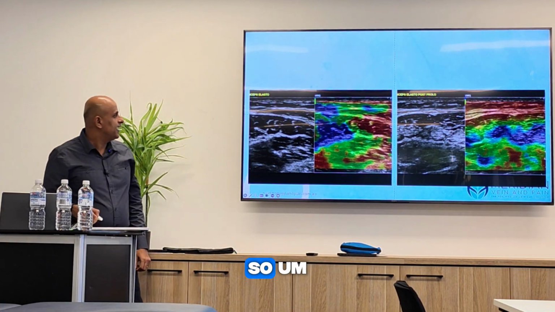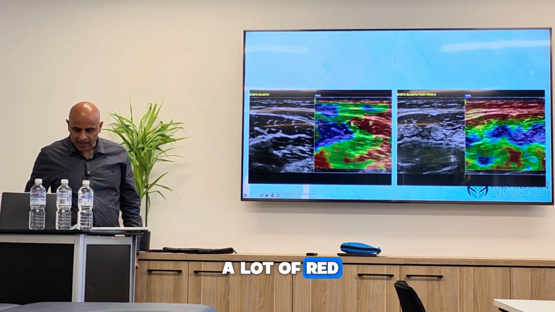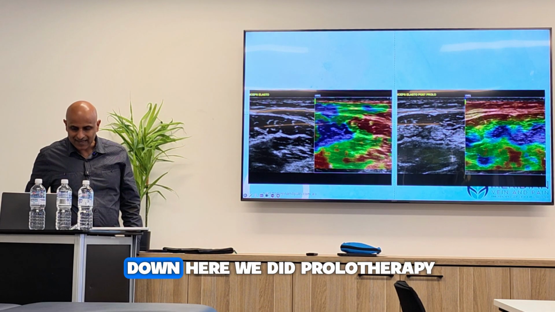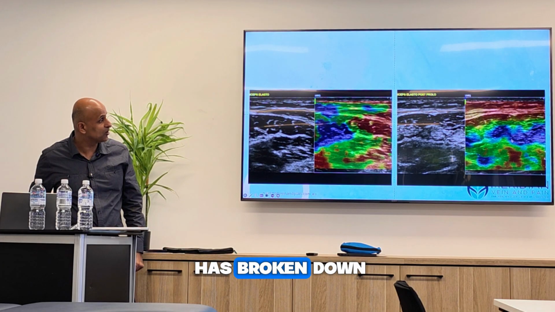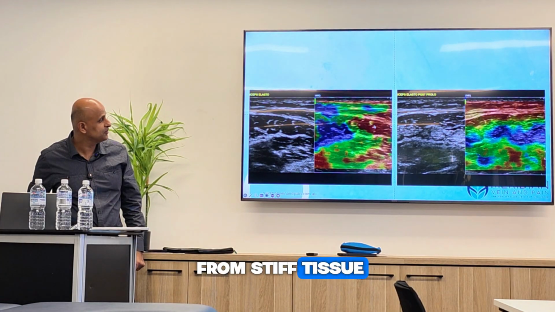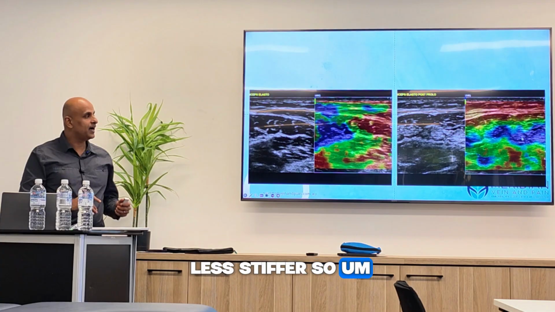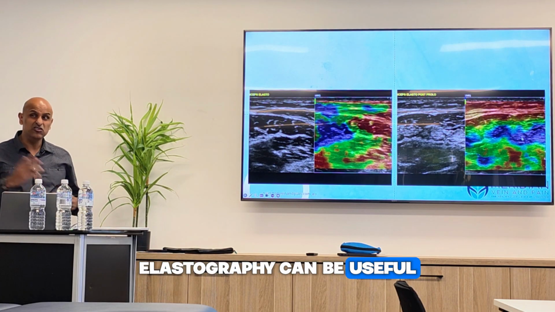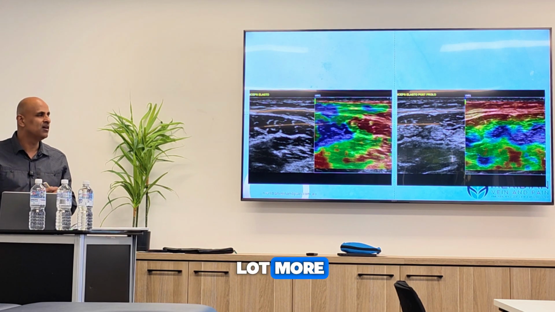So over here we've got a lot of red going on, a lot of red down here. We did prolotherapy, and you can see how that scar tissue has broken down. So what's changed from stiff tissue has become a lot less stiff. So elastography can be useful to prove that you've broken down tissues a lot more.